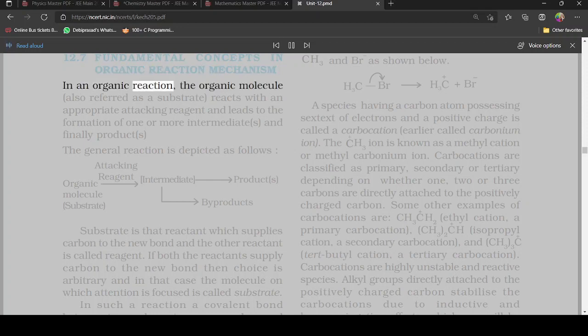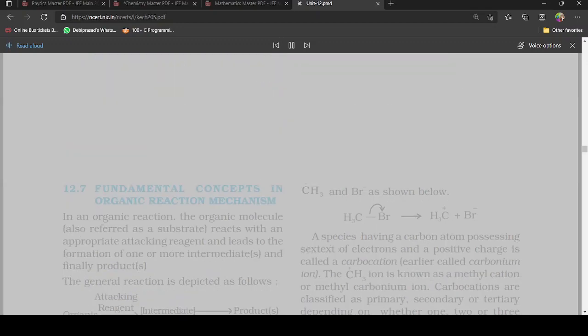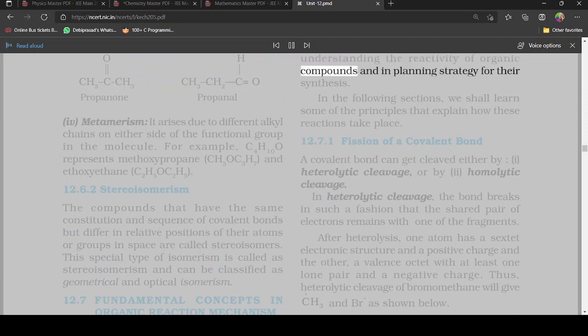In an organic reaction, the organic molecule, also referred to as a substrate, reacts with an appropriate attacking reagent and leads to the formation of one or more intermediates and finally products. The general reaction is depicted as follows. Understanding the reactivity of organic compounds helps in planning strategy for their synthesis. In the following sections, we shall learn some of the principles that explain how these reactions take place.